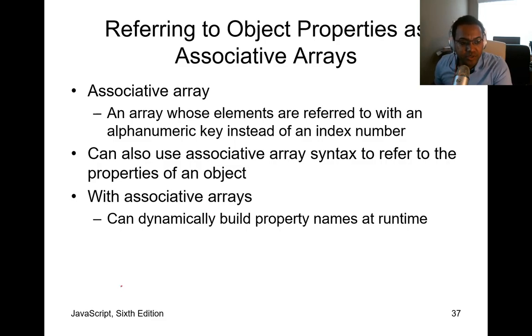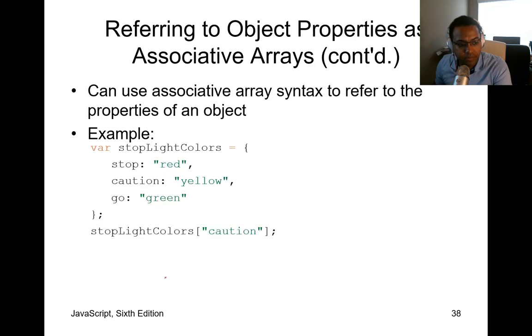An associative array is an array whose elements are referred to with an alphanumeric key instead of an index number. You can use associative array syntax to refer to properties of an object. With associative arrays, you can dynamically build property names at runtime. And this is one of the ways that you can do it. Now, obviously, you can do dot notation, or you can use indexing with the associative array key to do that. It's a matter of preference in this case.